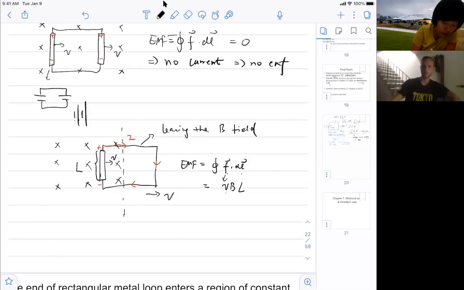And you do not have to worry about the top and the bottom leg. And you do not have to worry about this leg because this leg has no B field, it's outside of the B field, right? So it's not going to generate any EMF. And on the top and the bottom leg, the F is perpendicular to the dL so you're not going to create any potential difference.